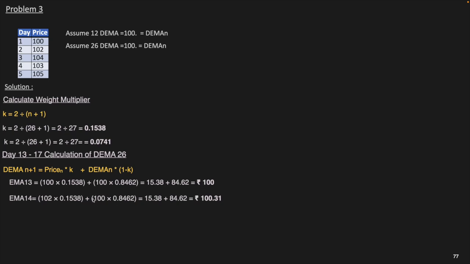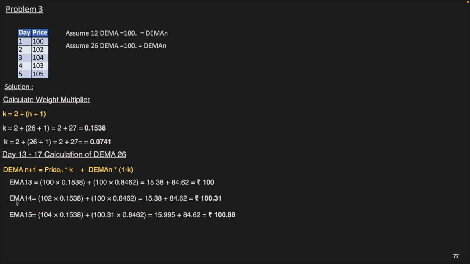So we are again putting the value of 100 here and multiplying it with 0.8462. So you get the value of 100.31. Now coming to EMA 15. How does EMA 15 work? N plus 3 you can take generally. So here n plus 3 is what? 104. I have plugged in the value of 104 multiplied by 0.1538 plus.